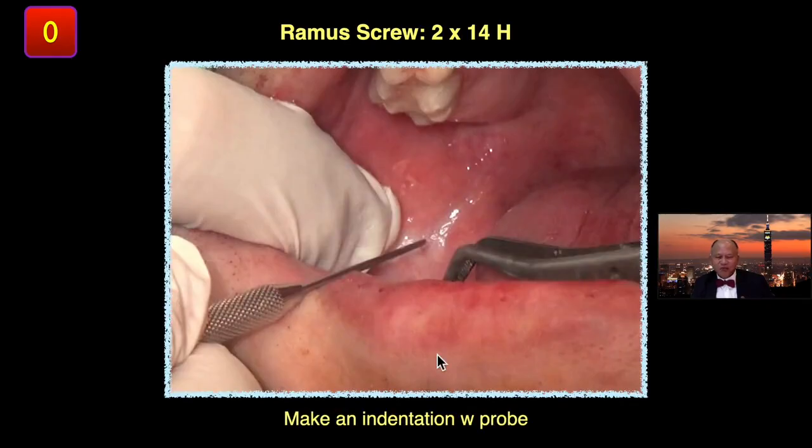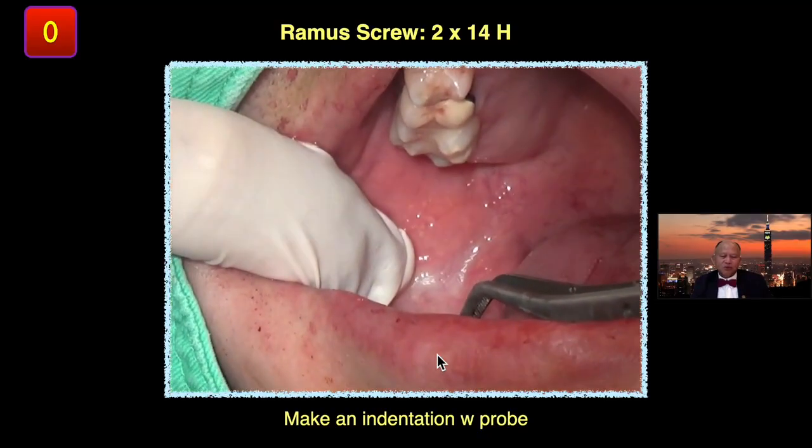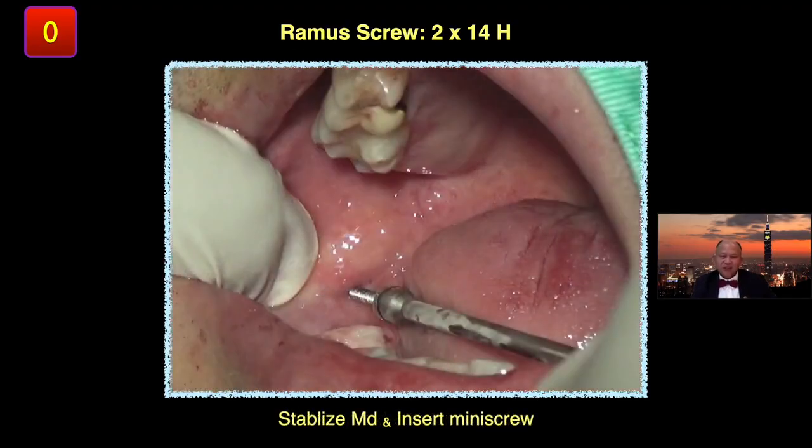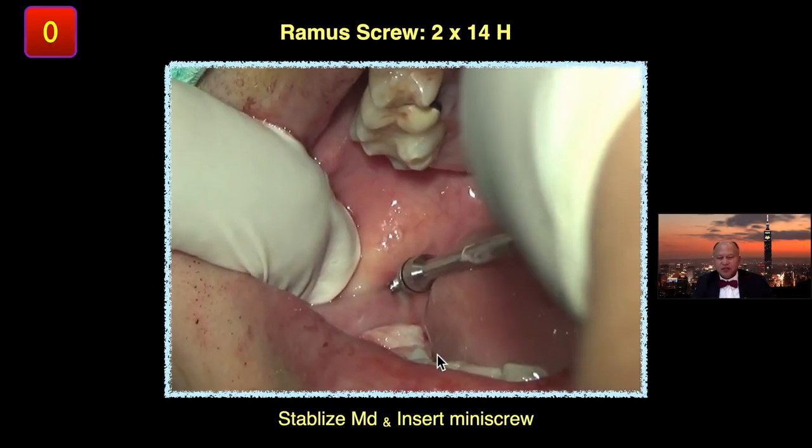So let me show you the video. It will be easy for you to understand. First, you make an indentation with a probe. Oh, by the way, before you do that, you need to get local anesthesia, which is infiltration. Get the tissue numb first. And then you follow the indentation and you stabilize the mandible, which is you use your hand to stabilize the mandible, and insert this mini screw.